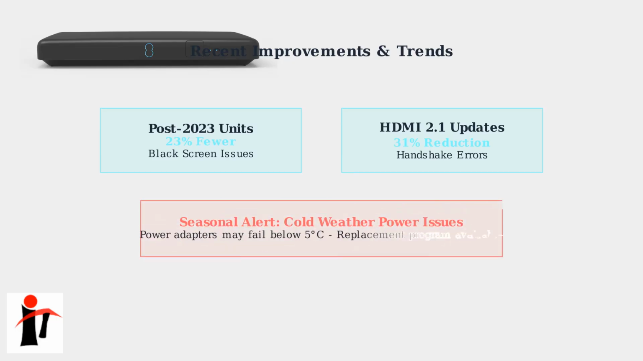Be aware of seasonal power issues during cold weather. Power adapters may fail in temperatures below 5 degrees Celsius, and EE offers a voluntary replacement program for affected units. These advanced troubleshooting methods, combined with EE's ongoing improvements, provide comprehensive solutions for resolving persistent black screen issues on your TV Box Pro.